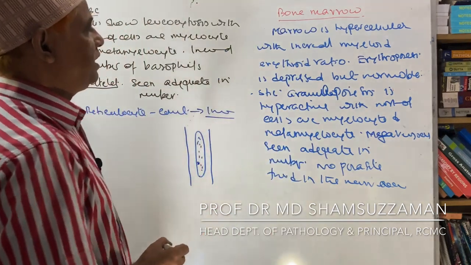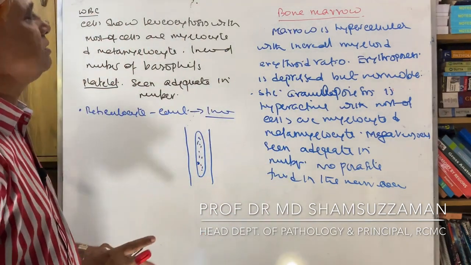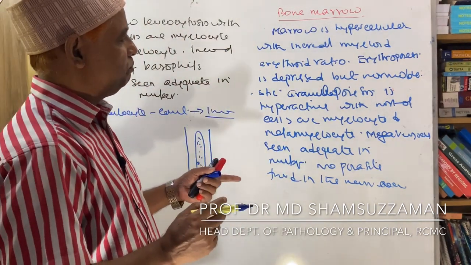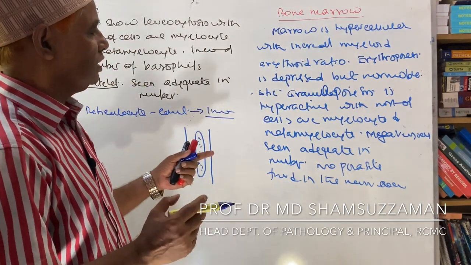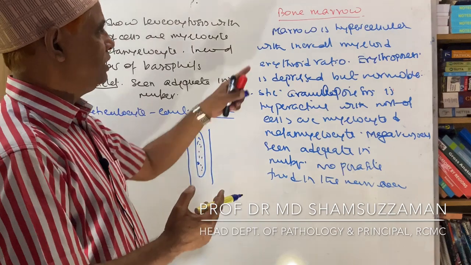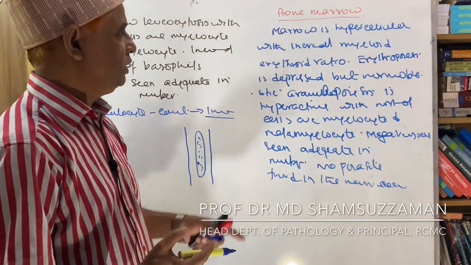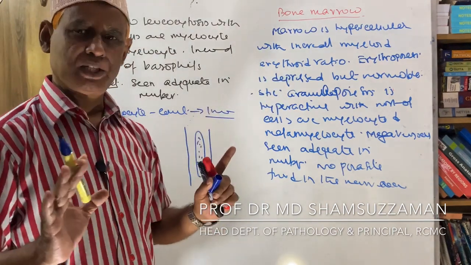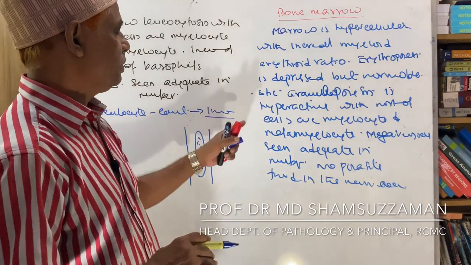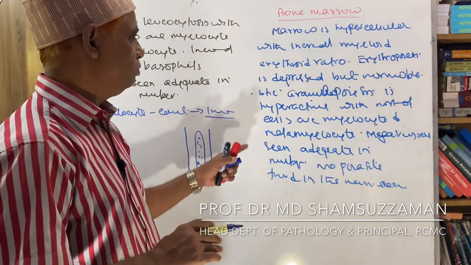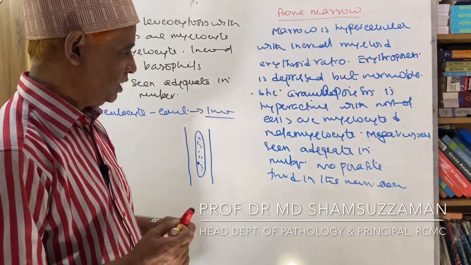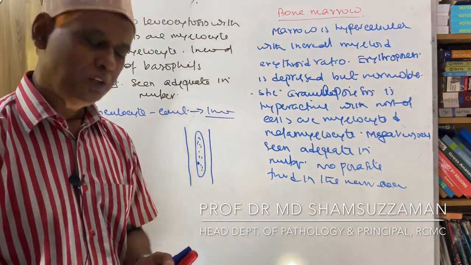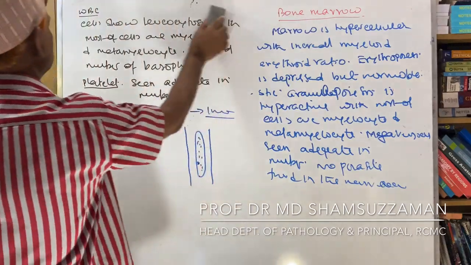So marrow is hypercellular as it is a blood cancer, a cancer of hematopoietic stem cells. As it is chronic granulocytic leukemia, a myeloid series cancer, there is increased myeloid erythroid ratio. Erythropoiesis is depressed but normoblastic. Granulopoiesis is hyperactive with most of the cells being myelocyte and metamyelocyte. Megakaryocyte seen adequate, no parasite found in the marrow examined.